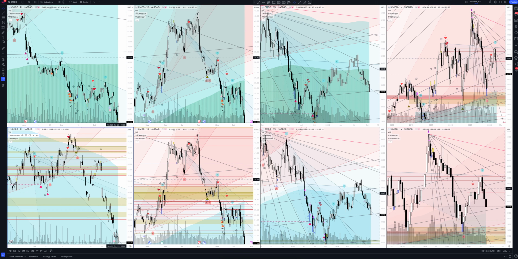Today we will take a look at Columbus McKinnon Corp stock. Let's analyze the market situation and find out how you can make money on it. Let's start.